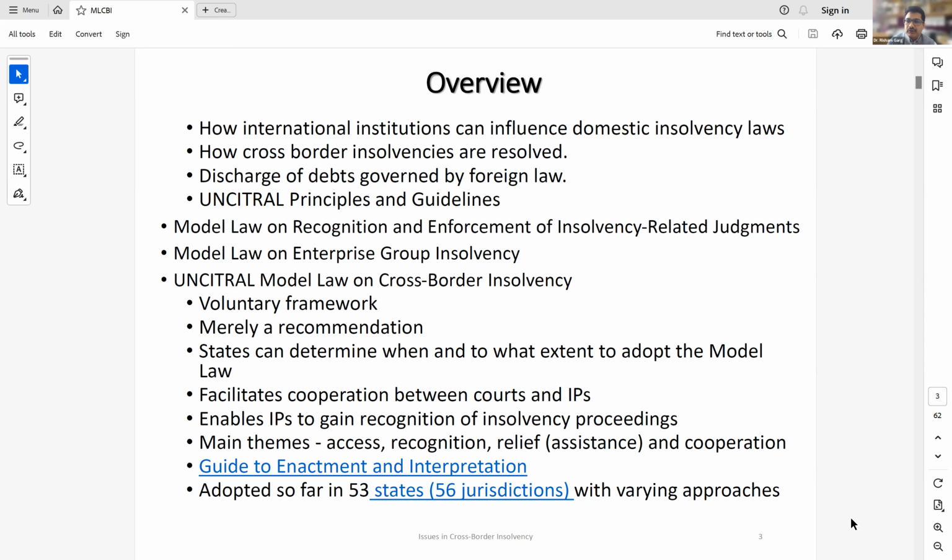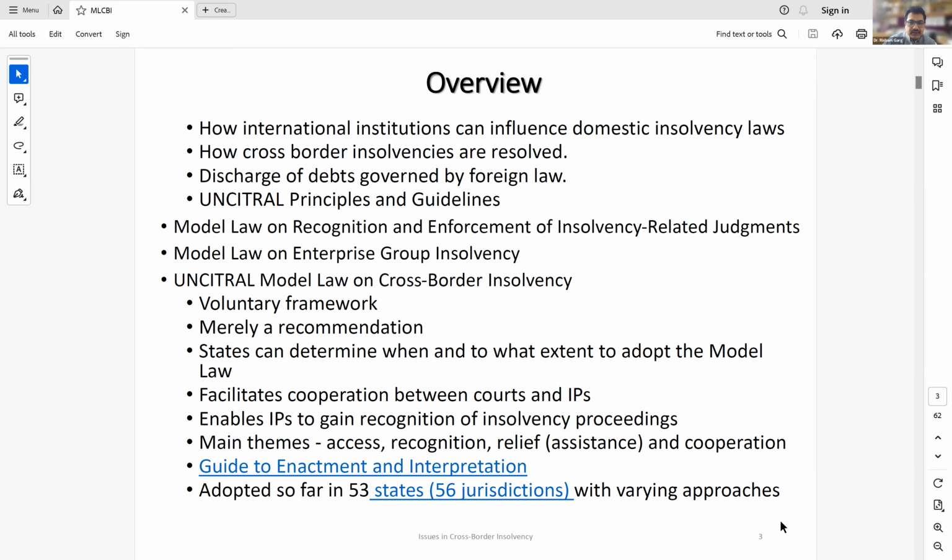So the model law on cross-border insolvency was drafted in 1997, and it came into force in 1997. So it's over 25 years now. And now we have two more model laws which are addressing the contemporary developments, which are the group insolvency and also the insolvency judgments.